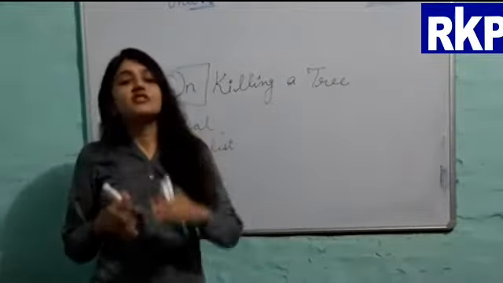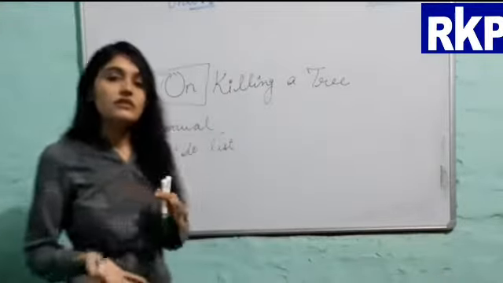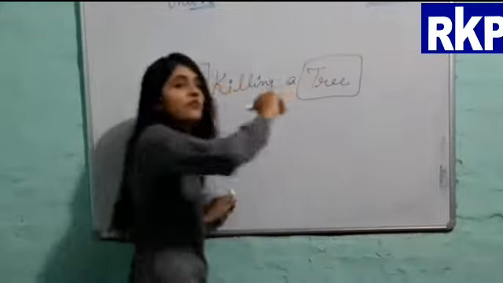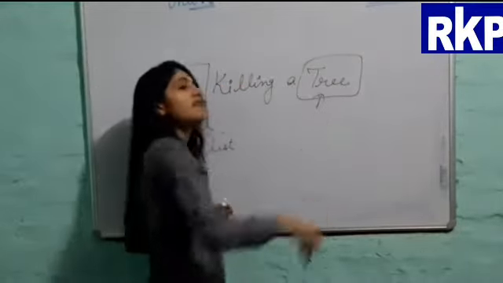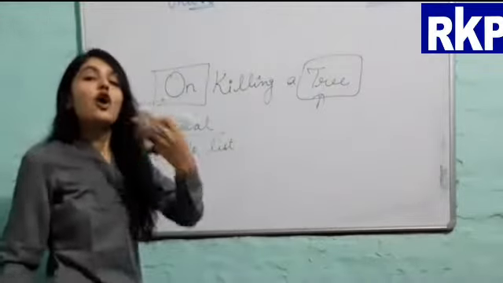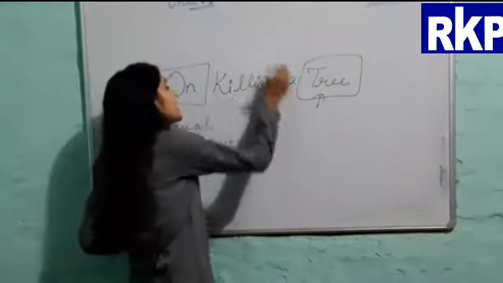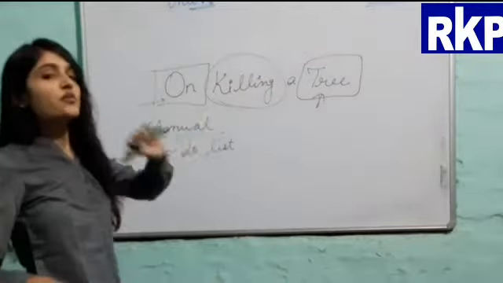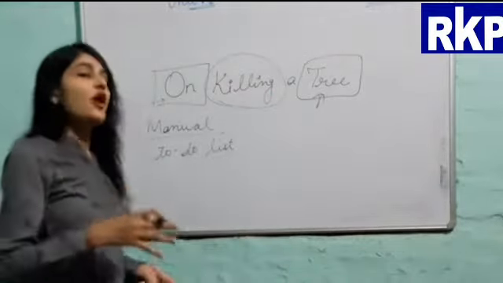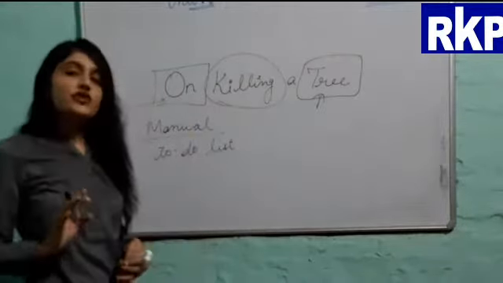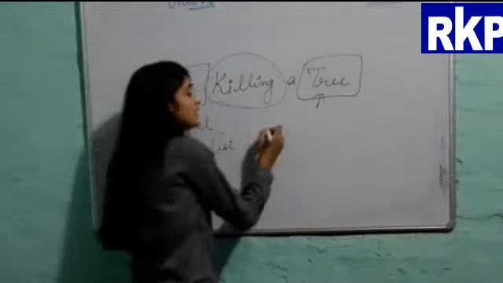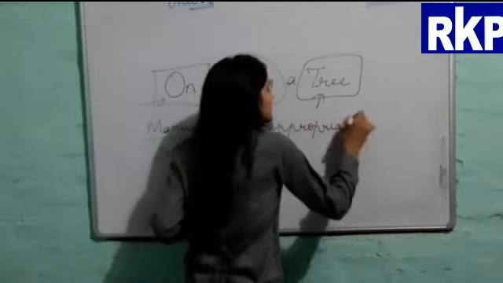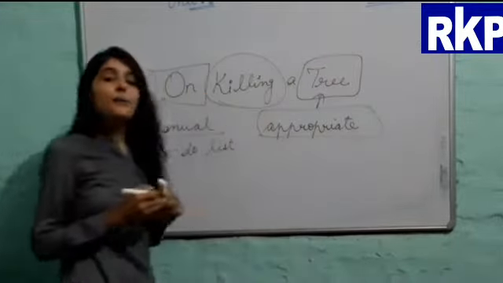So in all four stanzas, the main subject that was being dealt with was our tree. The tree was the center point of the poem, and on which topic? On killing a tree. The action that was described in the poem is killing a tree. So we can say that our title is simple and appropriate.